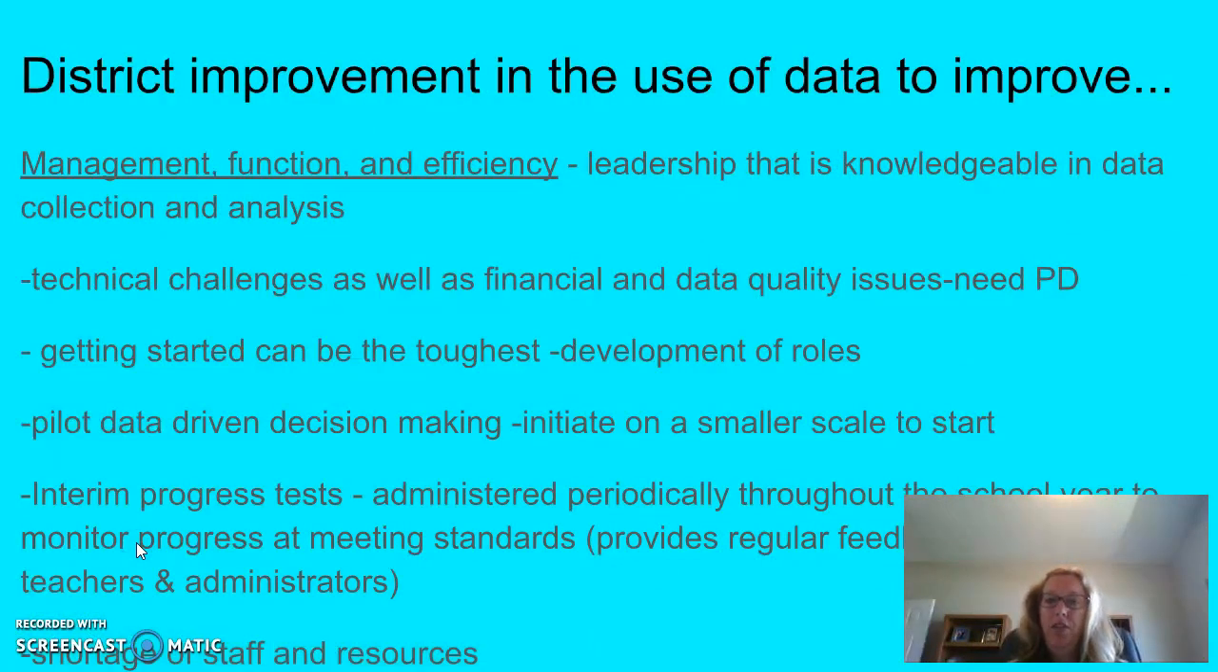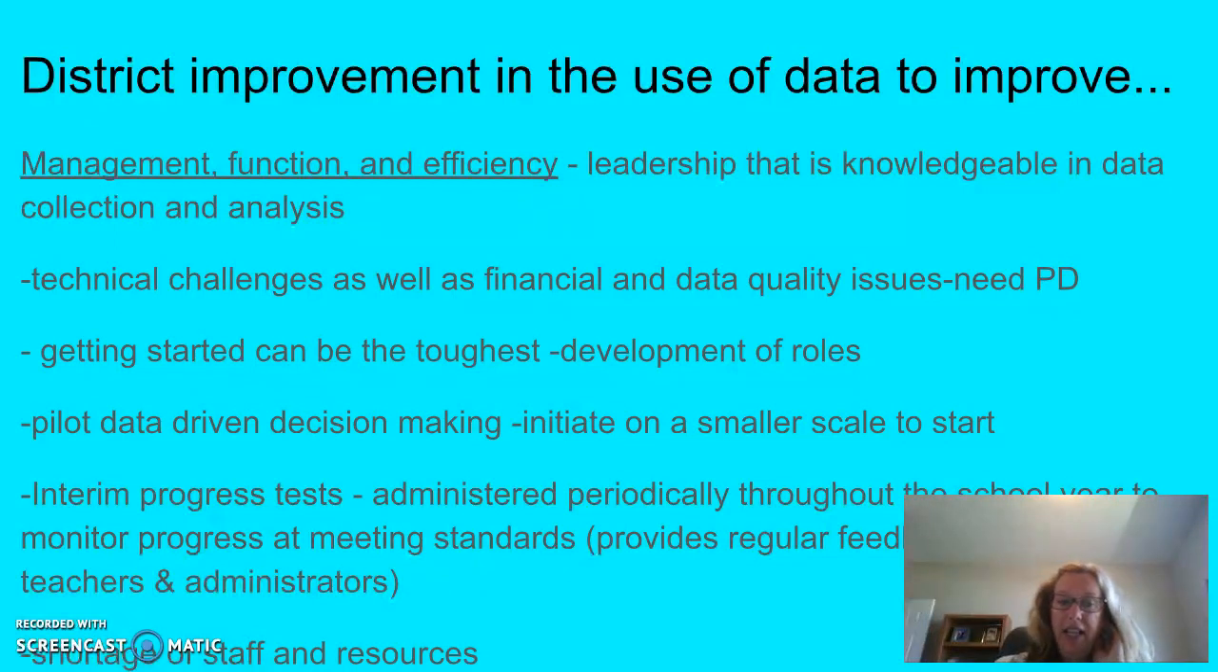District improvement in the use of data, how to improve our use of data. As far as management function and efficiency, we need leadership that is knowledgeable in data collection and analysis, technical challenges as well as financial and data quality issues. We need professional development. Getting started can be the toughest part. We have to develop the roles. What is the administrator's role? What is the teacher's role? Does everybody know what their roles are?